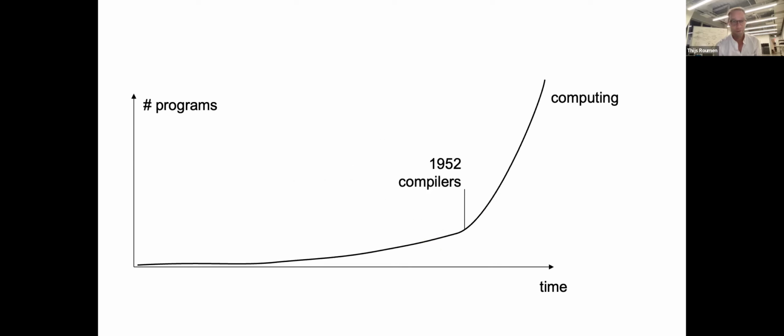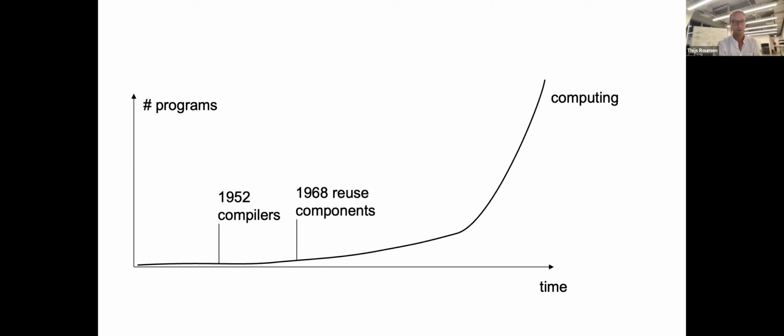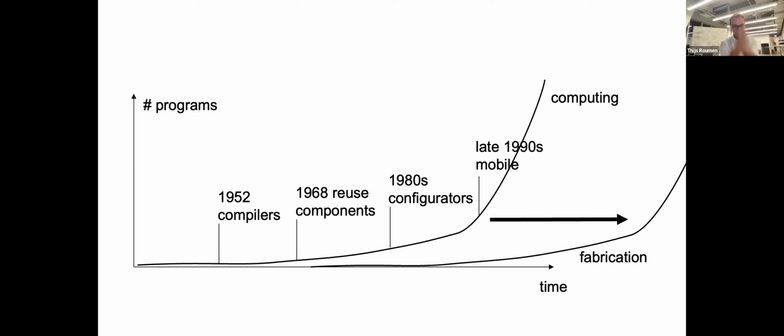And if you zoom out even further, compilers were one step in the history of computing, right? But there's been much more going on in the timeline. There's been the introduction of reusable components, configurators, and later even mobile computing. Many of these pivotal moments are great to look at in the context of computing and to imagine what impact they could have on the future of fabrication. Because thankfully our timeline is a couple of decades behind the introduction of computing.